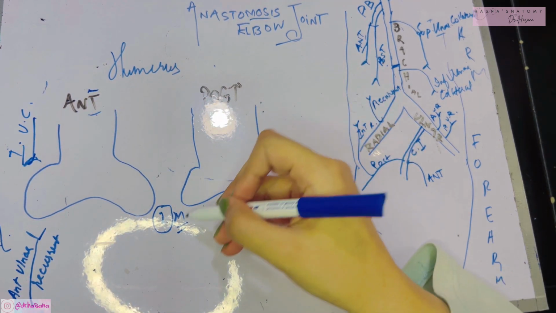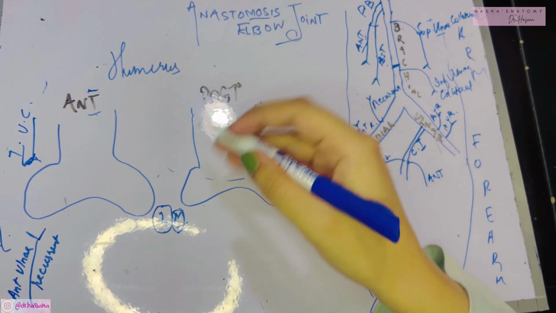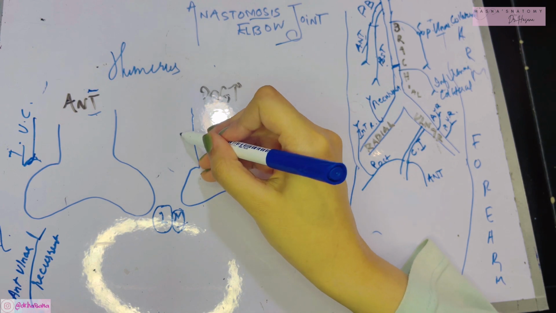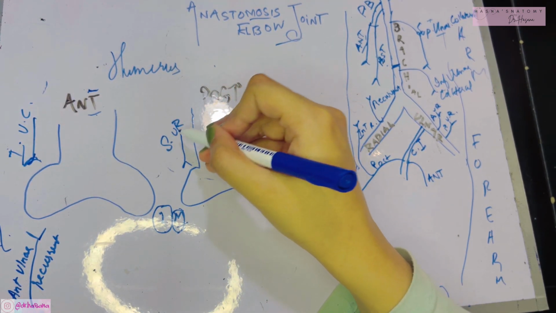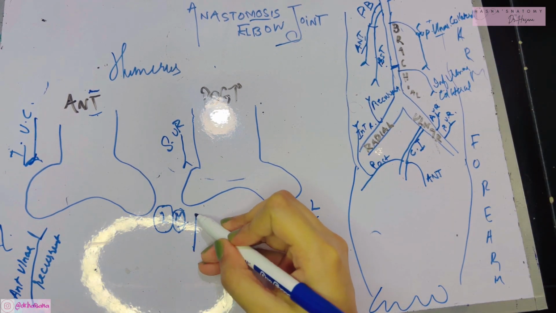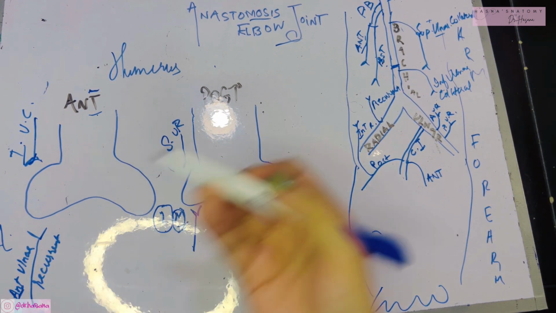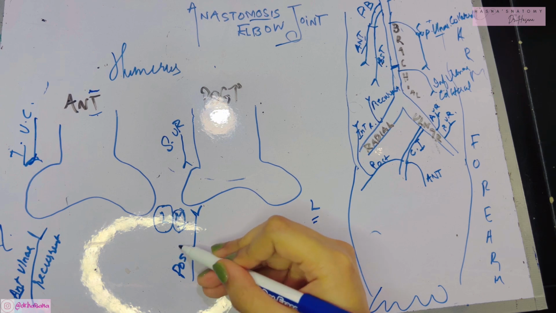What about the posterior side of the medial epicondyle? Behind the medial epicondyle, from above comes, since inferior is used, the superior ulnar collateral. This is a branch of the brachial artery once again. And from below we have, what do you think? It's going to be the posterior ulnar recurrent.